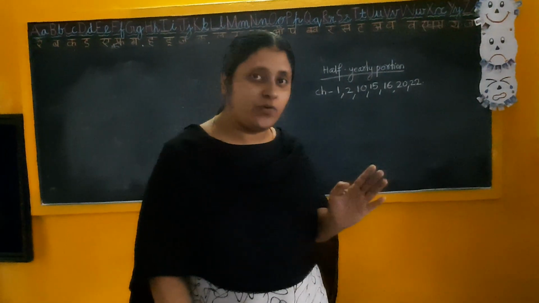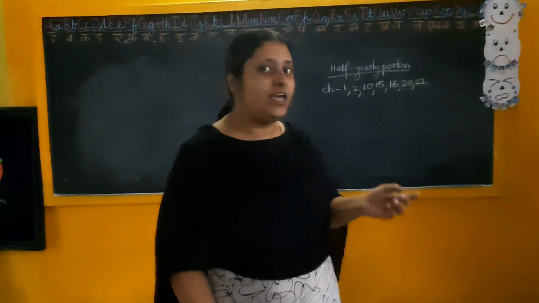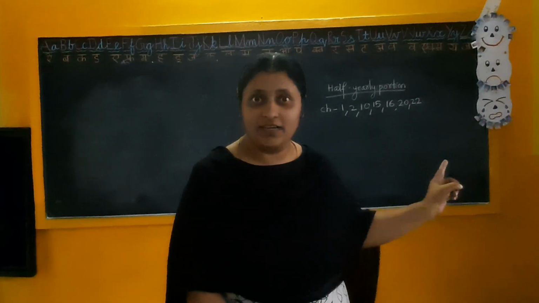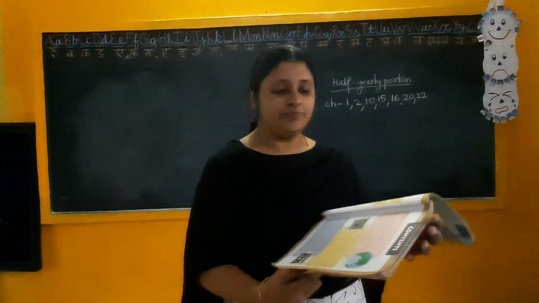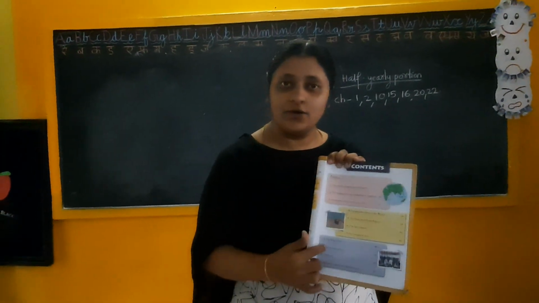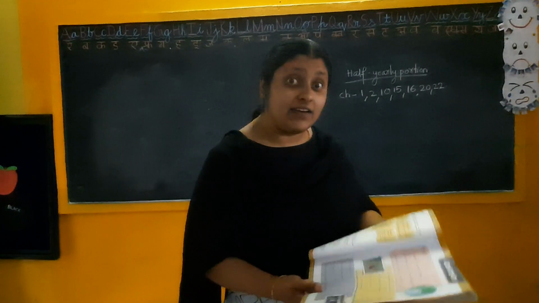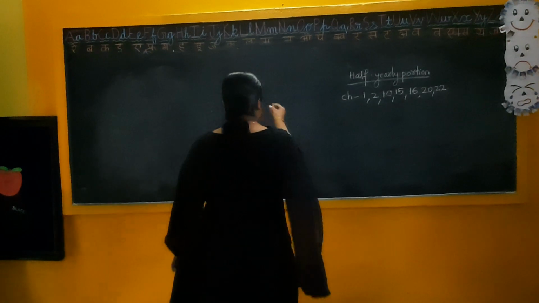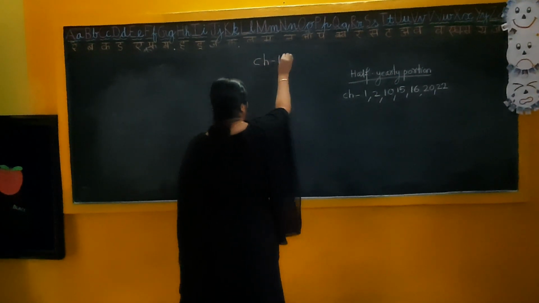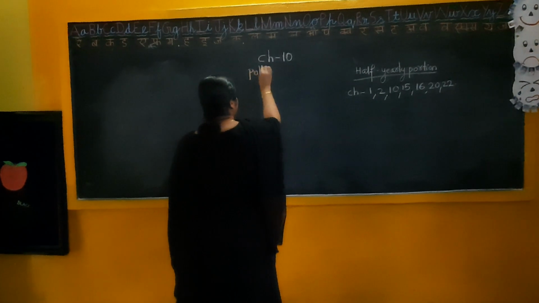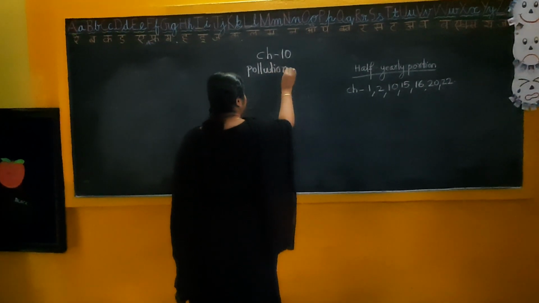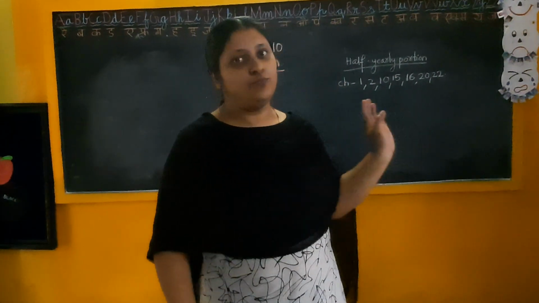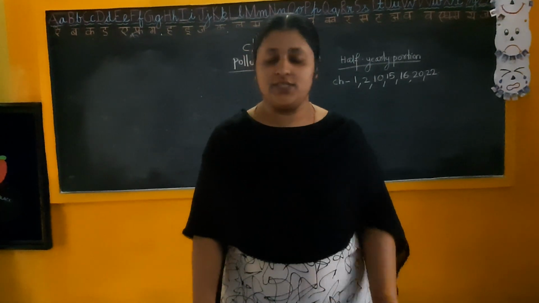And we have learned chapter 1 and 2, that is about geography. Today we are going to start our third chapter, that is chapter 10. We are not learning serial wise. The next chapter is chapter 10, that is about pollution. Our next chapter's name is pollution. Chapter 10, pollution. So this is the first video of chapter 10, pollution, class 5 social studies.